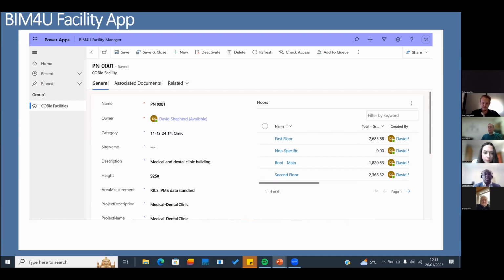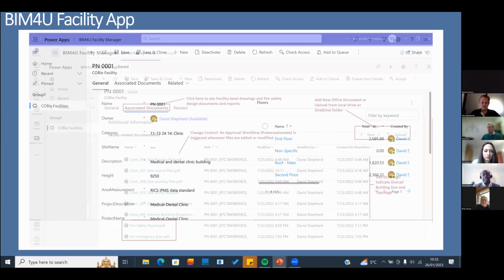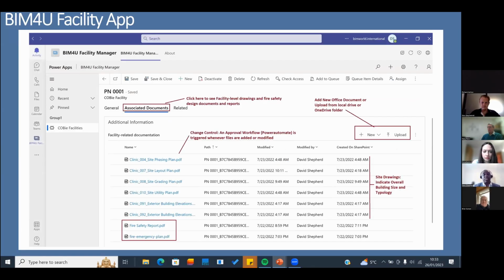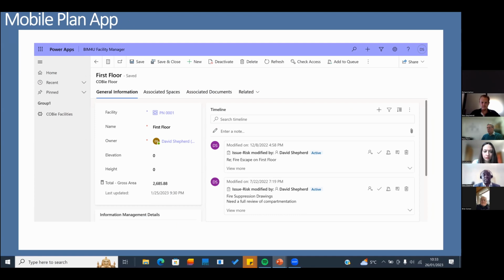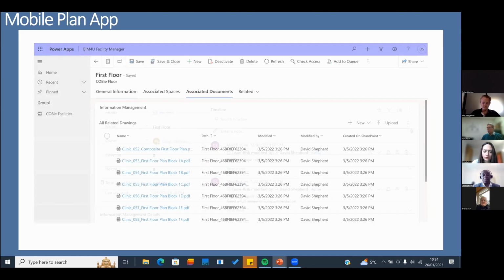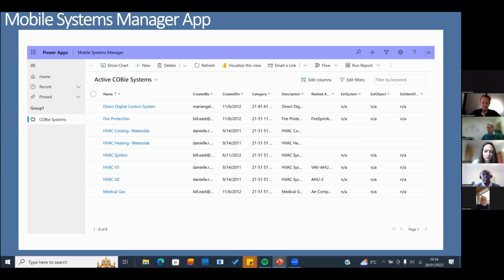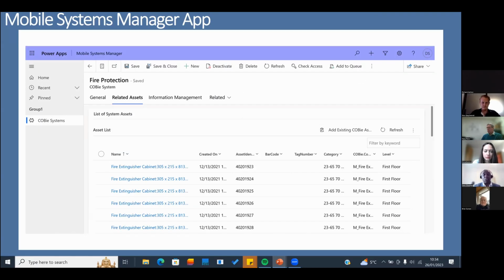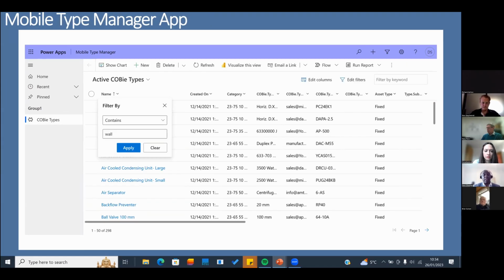As you can see here, this is the facility level. You've got information about the individual floors that sit within there. You can link to associated documents inside of this application. You can drill down into a particular floor and then find the associated spaces and documents for the different floors in there. And you can also look at the systems level and you can identify in there that these are all connected within the same system. You can also filter a particular type as you'd expect to do.